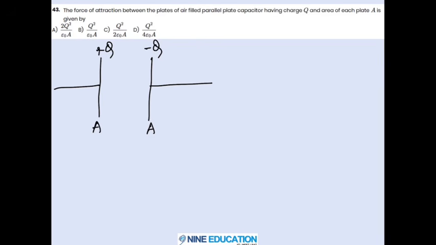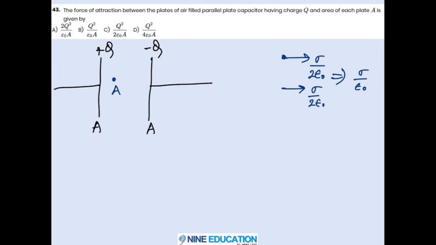So can you tell me what is the electric field between the plates? For example, if I talk about point A, at point A there will be electric field due to the left plate. That electric field will be sigma by 2 epsilon naught. And there will be electric field at point A due to the right plate. That will also be sigma by 2 epsilon naught in the same direction. So total electric field will be sigma by epsilon naught.